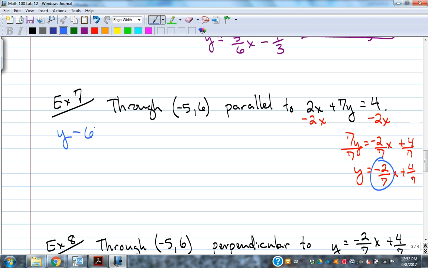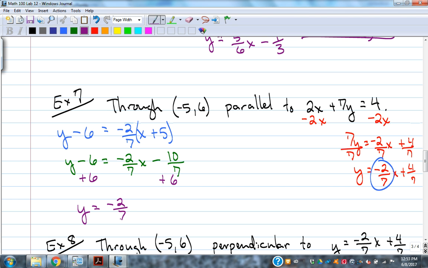y minus 6 equals negative 2/7 times x plus 5. That's the point slope form of a line parallel to that. Let's write it in slope-intercept form. So distribute negative 2/7 x minus 10 over 7. And then I'm going to add 6 to get y by itself. And there's y equals negative 2/7 x plus 32 over 7.